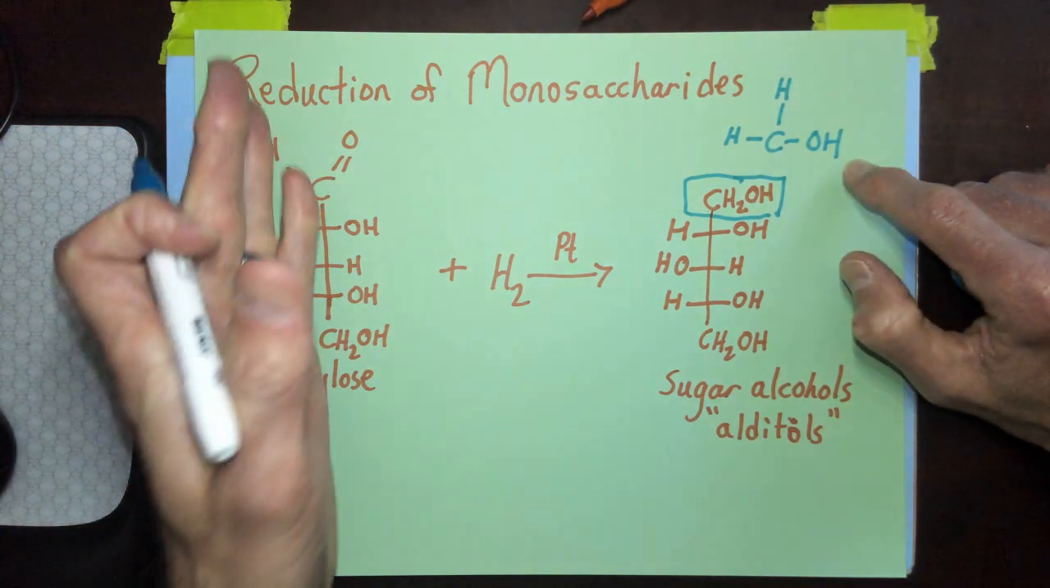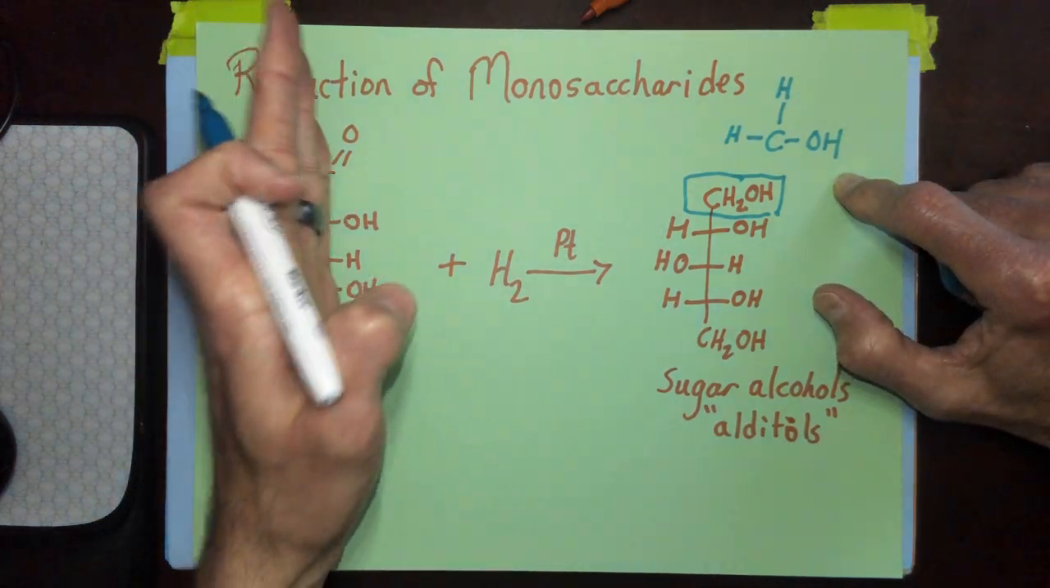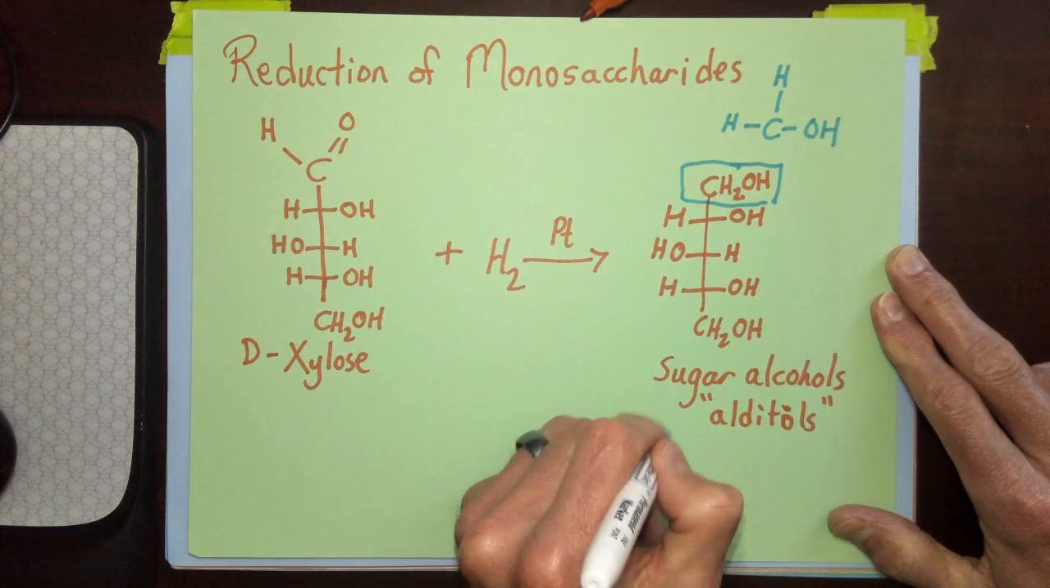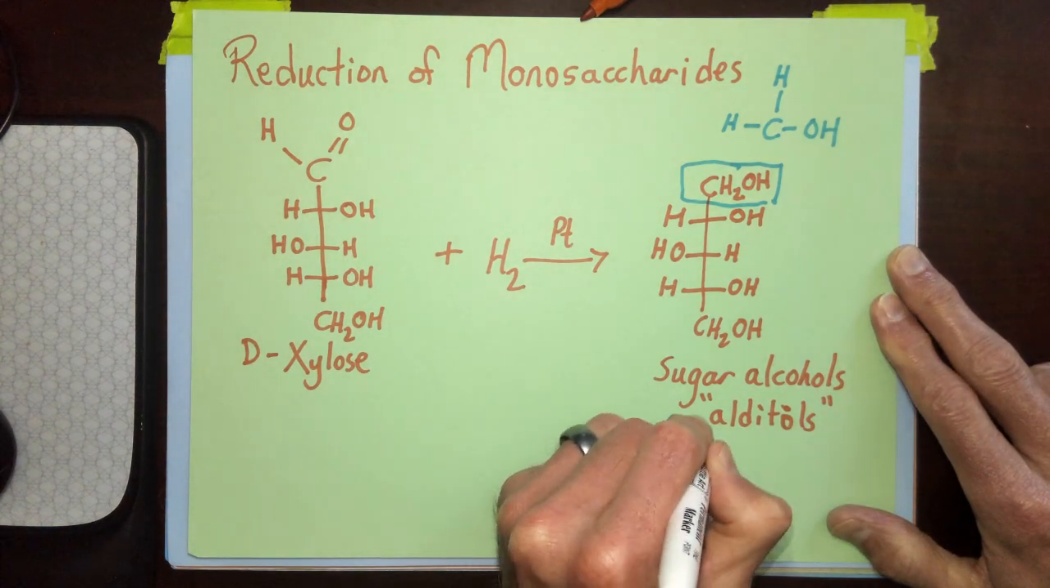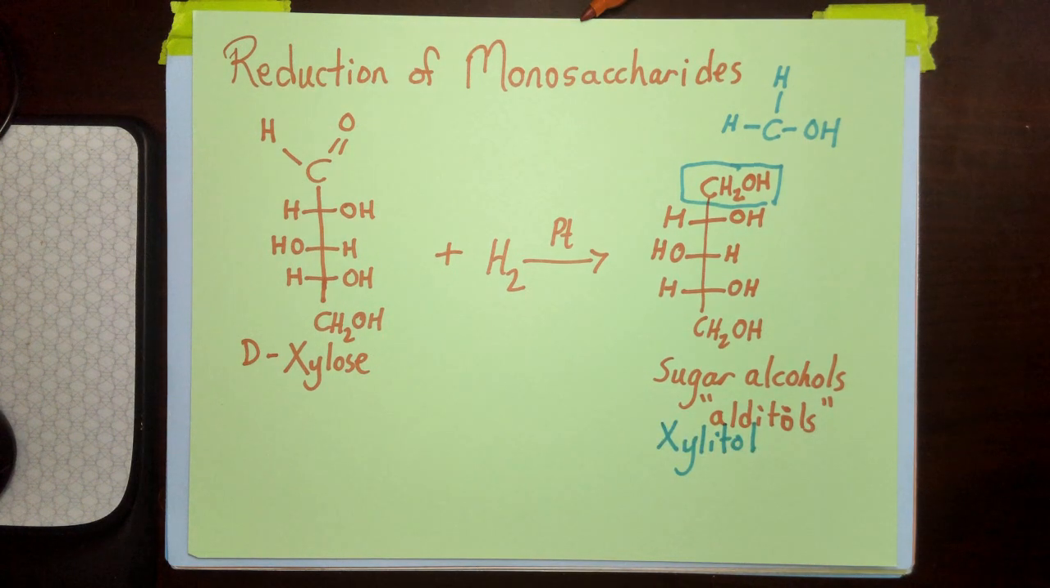So we went from the aldehyde in this aldose, this monosaccharide, to a sugar alcohol, and this would be xylitol. Xylitol, a common sweetener found in many sugar-free gums and candies and snacks.